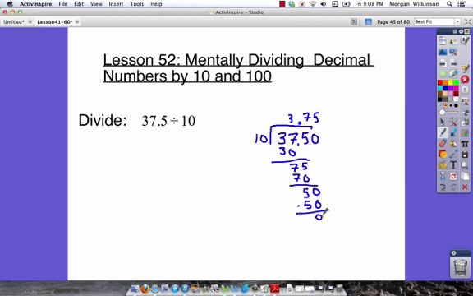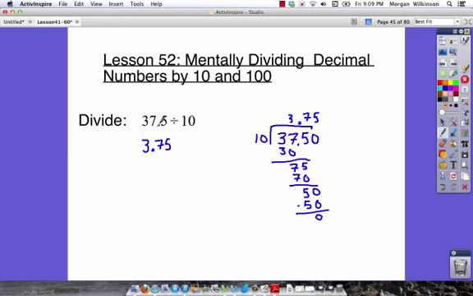Now I said earlier I really enjoy dividing decimal numbers by 10 and 100. You can see our answer, our quotient, is 3.75. Notice it's the exact same number we started with. All we did was move the decimal point over 1. So we went from 37.5 to 3.75. 10 has 1 zero, so all we did was move the decimal point over 1.